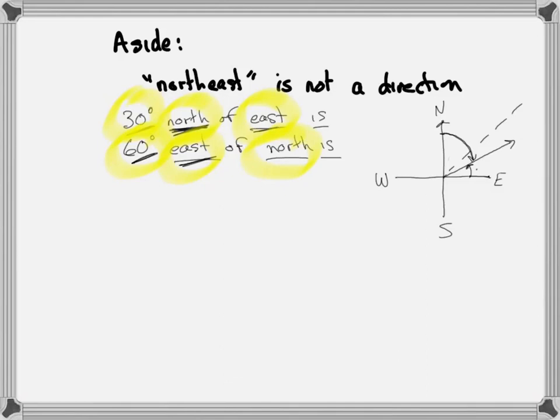So, 25 degrees clockwise from plus x. That's this here. So an angle, a direction from an axis.